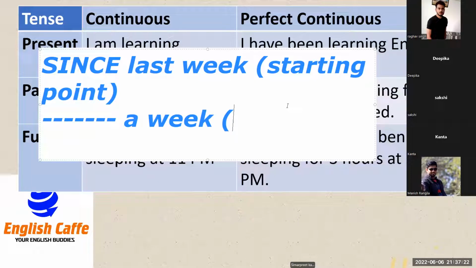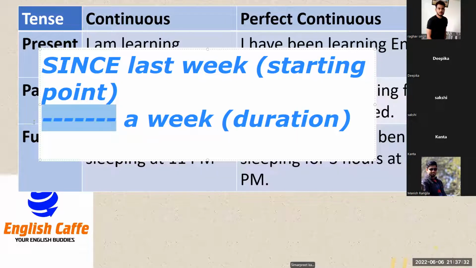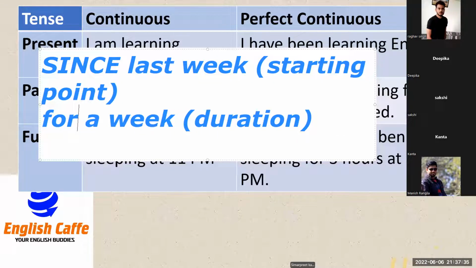If I'm talking about a duration, I'll use for. And yes, you guys are right. A week is a duration. And because it is a duration, you will use for here. You will say for a week. For example, you will say, I have not been attending my classes regularly since last week. Or, I have not been attending my classes regularly for a week. Because for a week is a duration, since last week is a starting point.